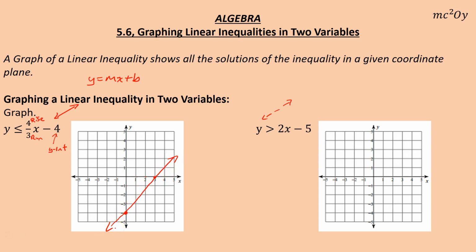All right, and then I need to test the ordered pair 0, 0. Well, when I substitute 0 in for y and 0 in for x, notice something cool happens when you use 0, 0. That fraction is eliminated because a fraction times 0, or anything times 0, is 0. So you have 0 is less than or equal to 0 minus 4, or 0 is less than or equal to -4. That is false. 0 is not less than -4. Oops, I've got to spell false right.